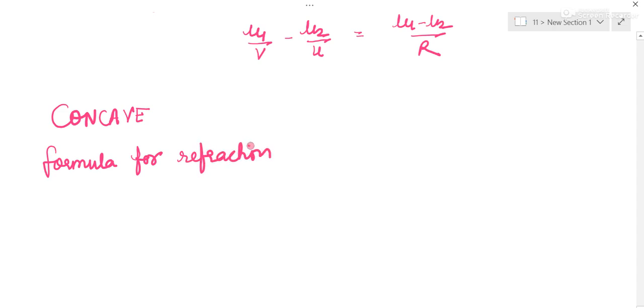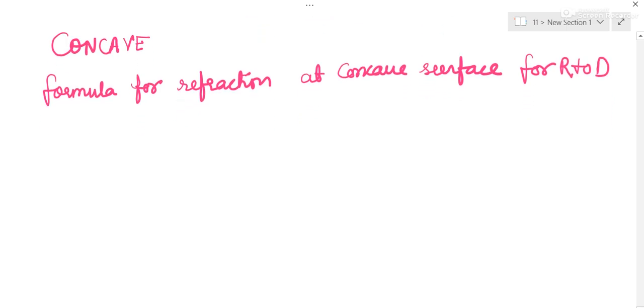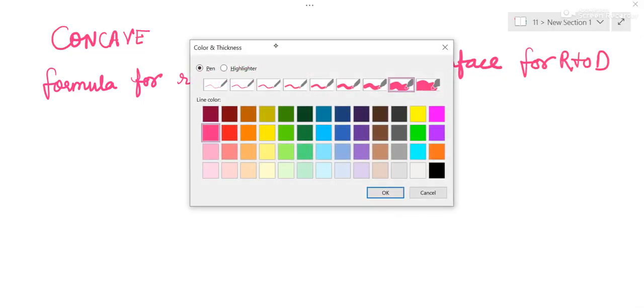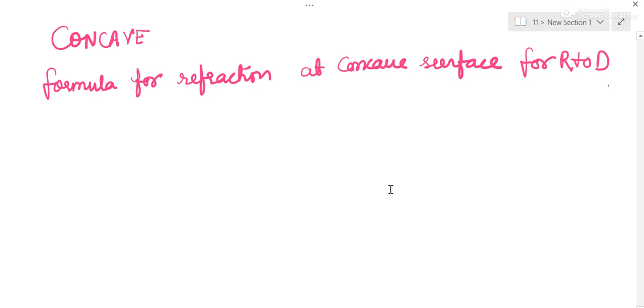Now, we have the next topic, the concave surface. Okay, the same heading would be written. Let us see the formula for refraction at a concave surface. For rarer to denser. We don't need to write that the image formed is virtual because the image formed is always virtual. It does not form a real image. So, there is no point of a real image. Okay. So it is rarer to denser.